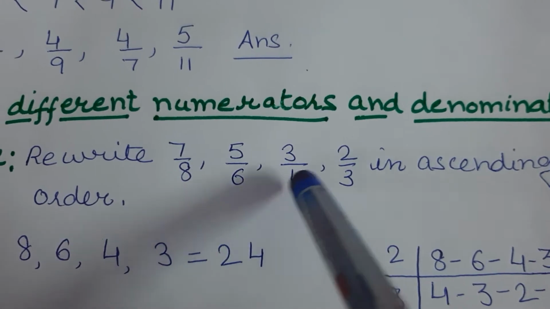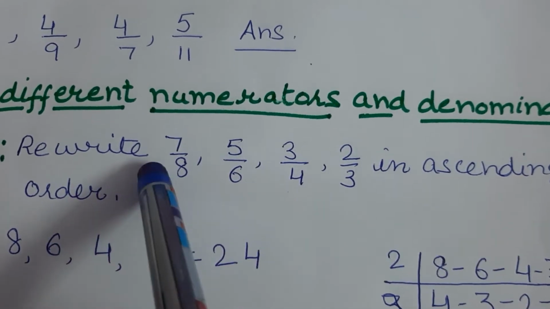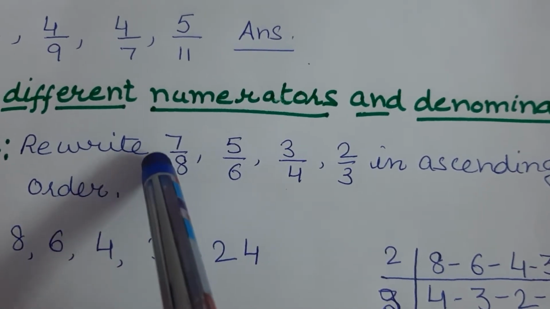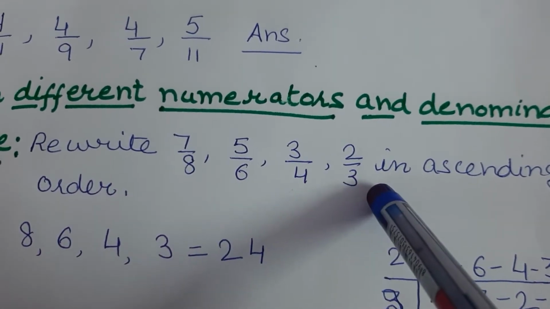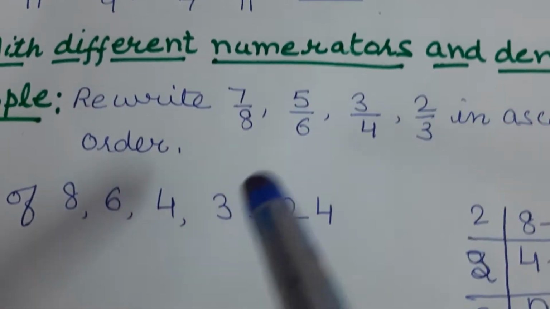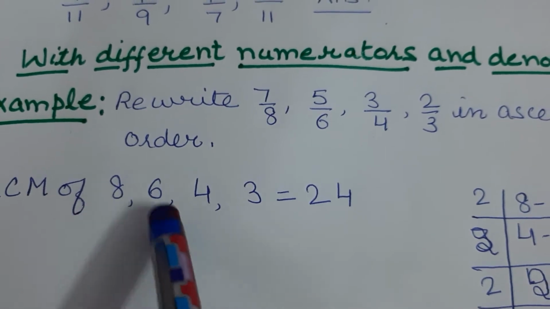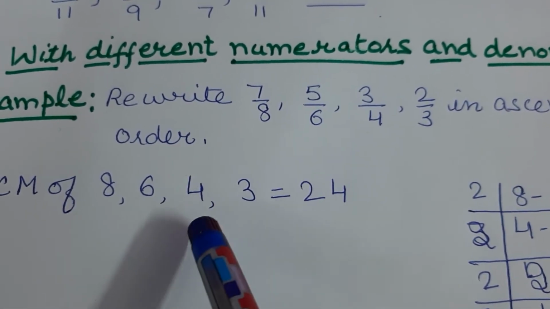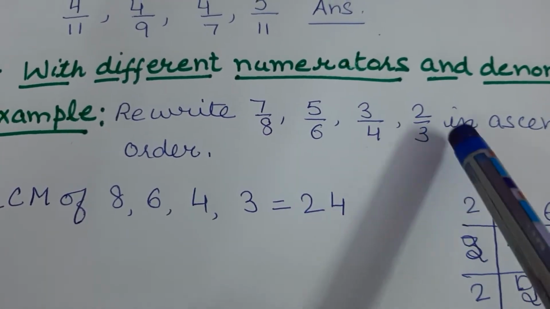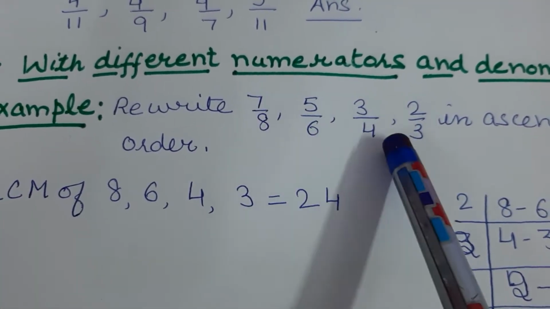So how can we make their denominators the same? We should choose a common multiple of these. Common factor we cannot take. We will take a common multiple of these denominators, and which common multiple? The least common multiple, the LCM of the denominators. So what is the first step? When numerators and denominators both are different, meaning the fractions are unlike, in the first step we will take the LCM of all the denominators.